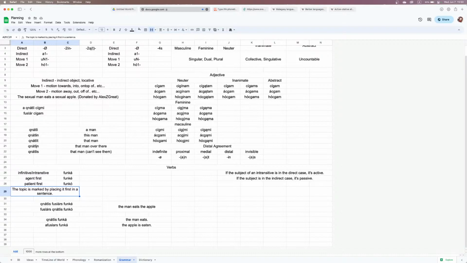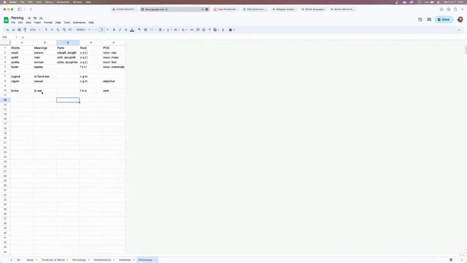Next, because we want to get some agreement in there, so we'll have it agree with the topic of the sentence. The verb will agree with the topic of the sentence. And it will agree, actually, instead of that, so make that an A instead.